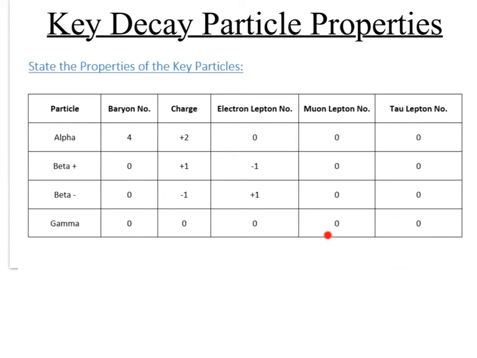Gamma is none of these. It's obviously, you came across photons as an exchange particle. They don't fit into the category of hadrons or leptons. They're actually something completely different. So they would be zero in all of these categories.